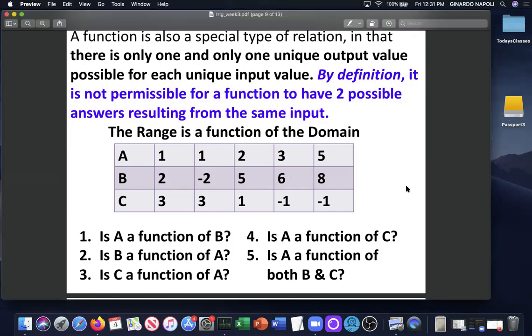Is domain another word for input? Could you say that? Domain is the values that you put into the operations. That's why I'm using both words, because it's helpful to hear the different words. Yes, same. Anybody else have an issue?